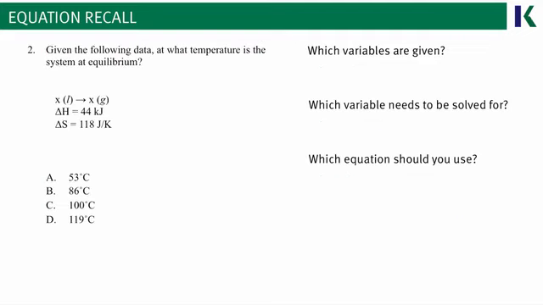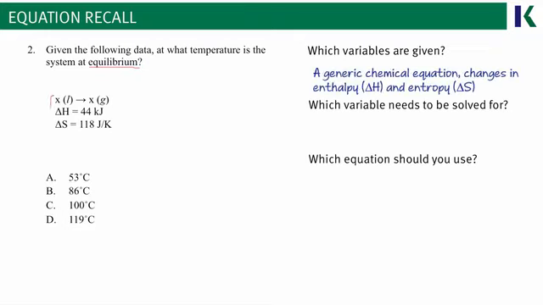We see that the question here is asking us about equilibrium and what variables are given to us in the question stem. The variables given to us are the chemical equation and the changes in enthalpy and entropy. Now, what variable are we being asked to solve for? We're being asked to solve for the temperature, and specifically, it's the temperature at which this system would be at equilibrium. So what equation brings together these variables, the chemical equation, enthalpy, entropy, and temperature?